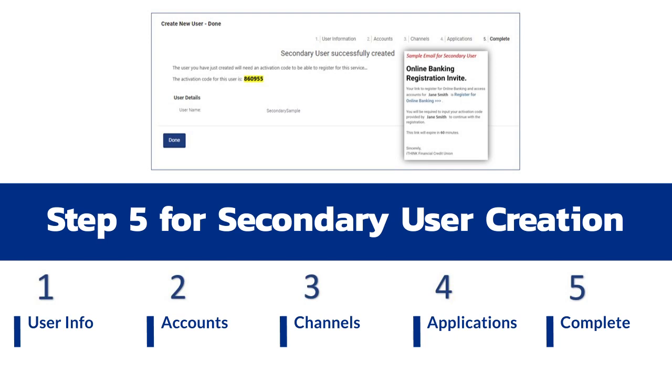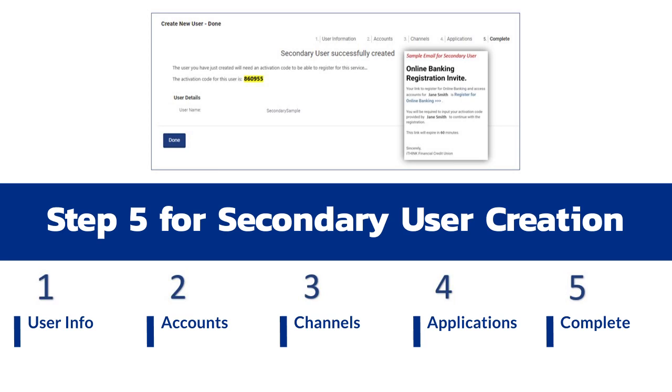Once the primary creates the secondary profile, an email invitation is sent to the secondary user's email and an activation code is generated. This code has to be provided to the secondary user by the primary member. The email sent to the secondary user includes a link which will take the secondary user to a page asking for the activation code. Entering the activation code is the first step for online banking registration.